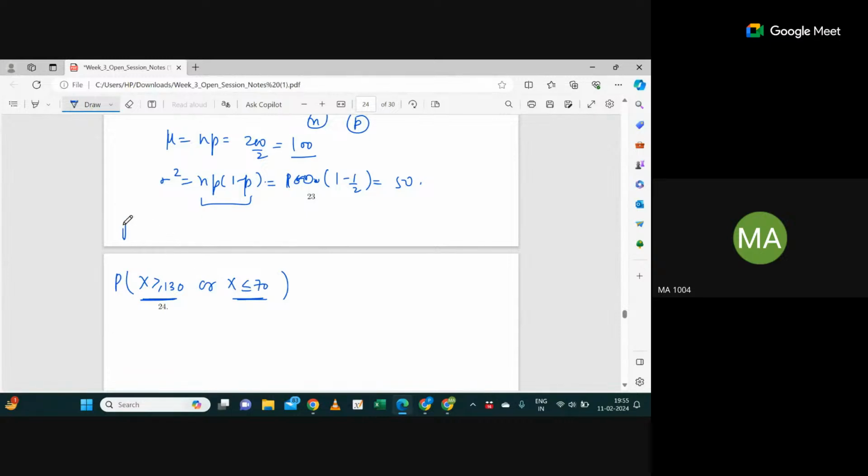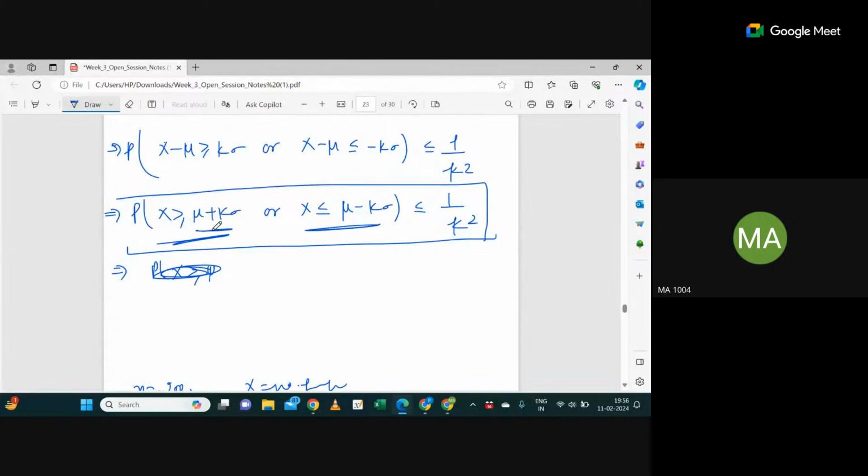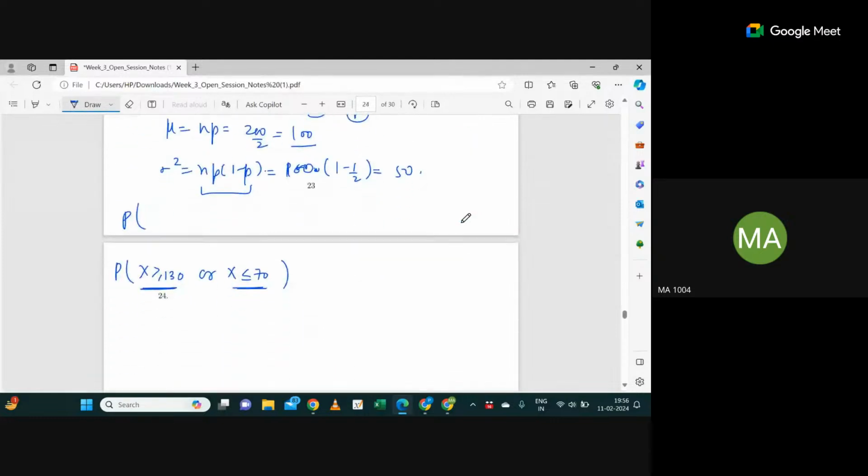So the question is at least 130 or at most 70, right? And we have seen one form: X is greater or equal to mu plus k sigma or X is less or equal to mu minus k sigma is less or equal to 1 by k square, right? This is the form we have to use.